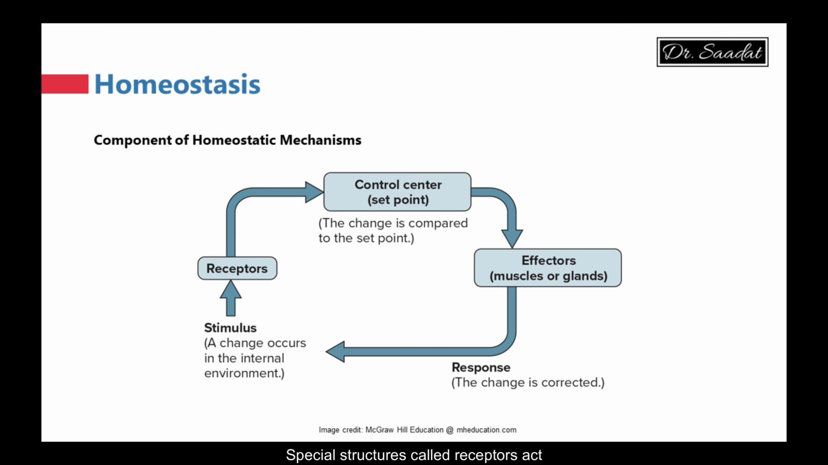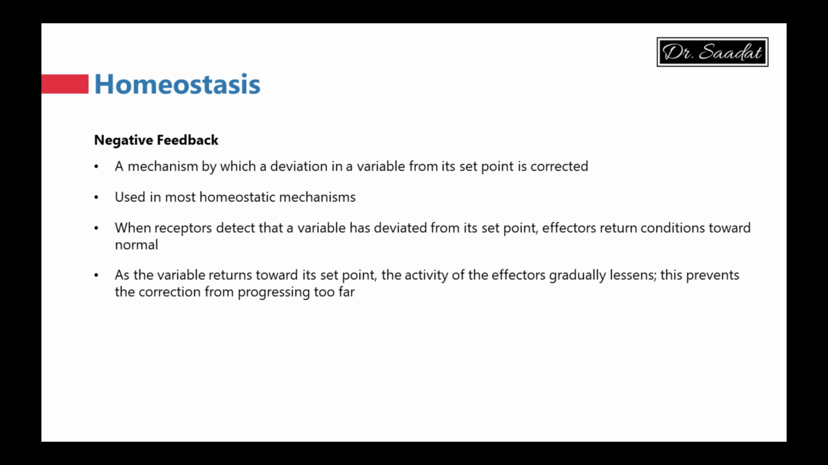Sensor. Special structures called receptors act like sensors and constantly monitor and detect changes in internal conditions. Control center. The control center receives the signal from the receptors and interprets it. Effectors. The control center triggers effectors such as organs or glands to take action. There are 2 feedback mechanisms, negative feedback and positive feedback.